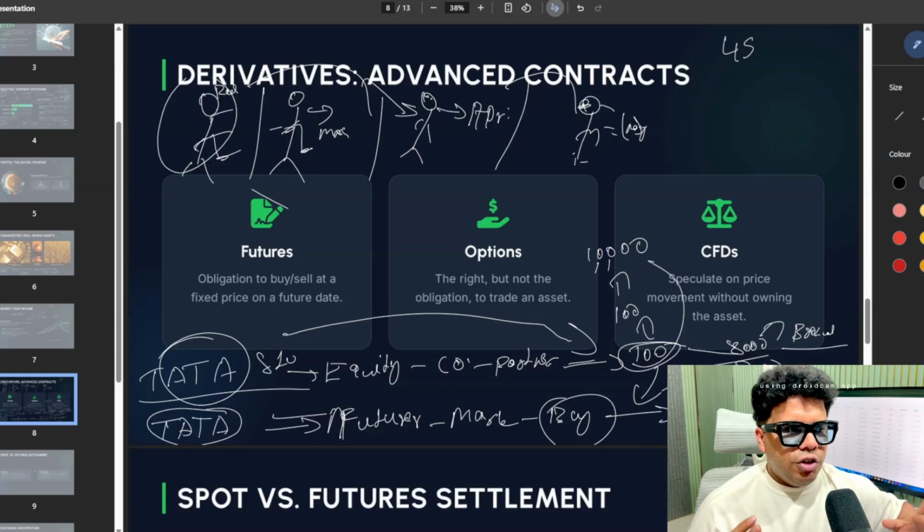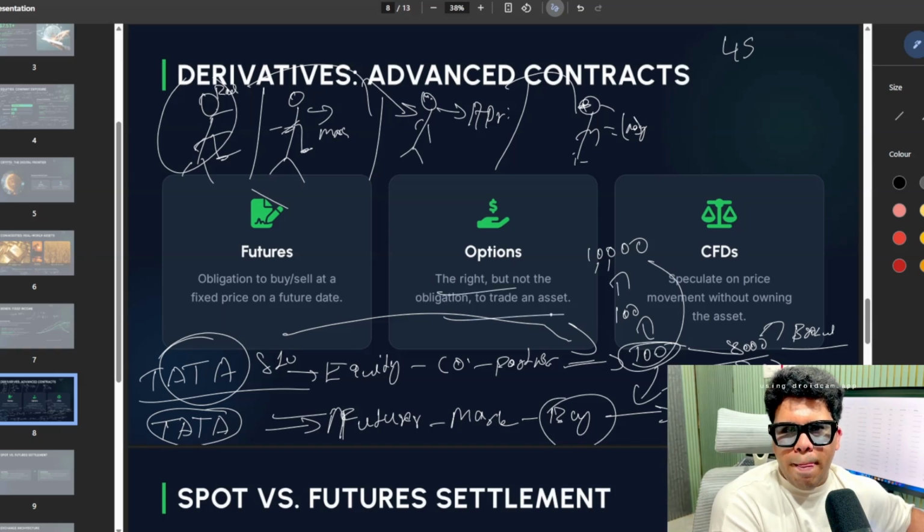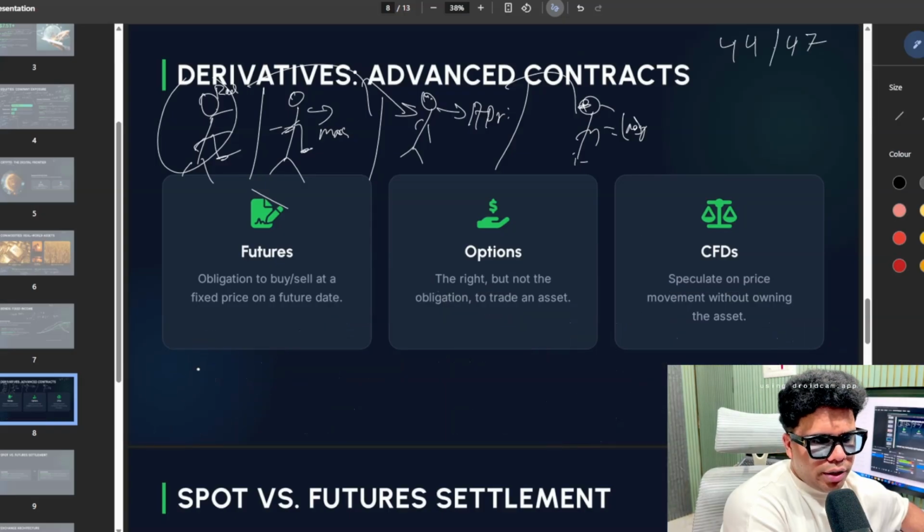Just try to understand: derivatives means it's not the original stock. It's not the real thing. You're buying the body double, and that body double has expiry dates. Futures come in index and equities. Options come in index and equities as well. At the same time, CFDs, the speculative price, come in gold, forex, and oil. So we're going to understand where futures, options and CFDs work.